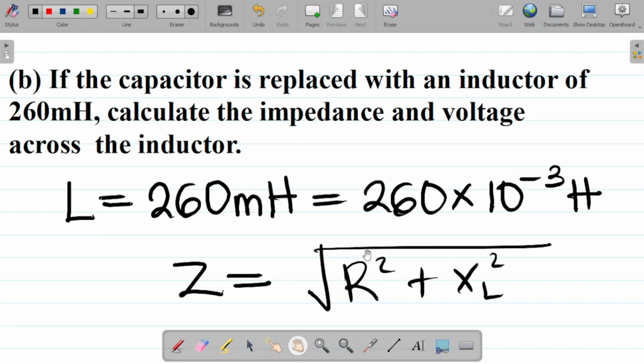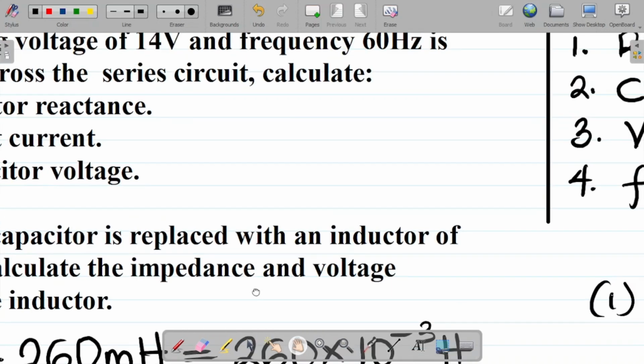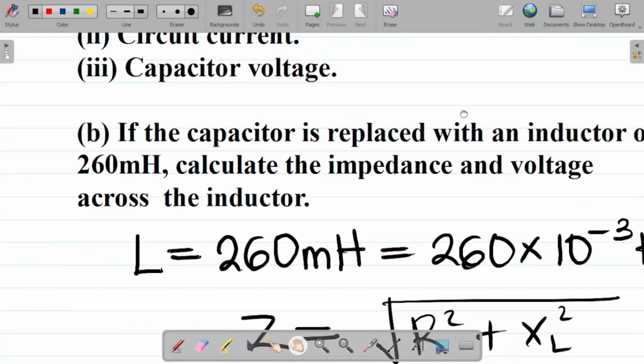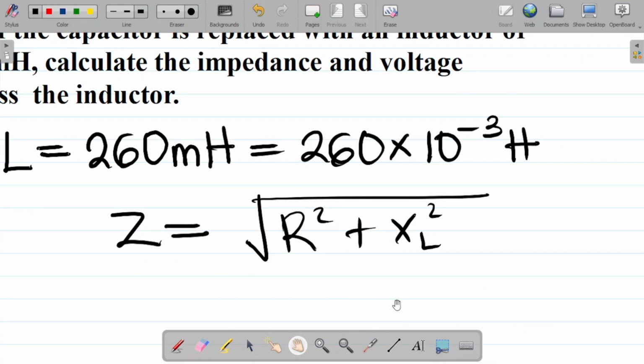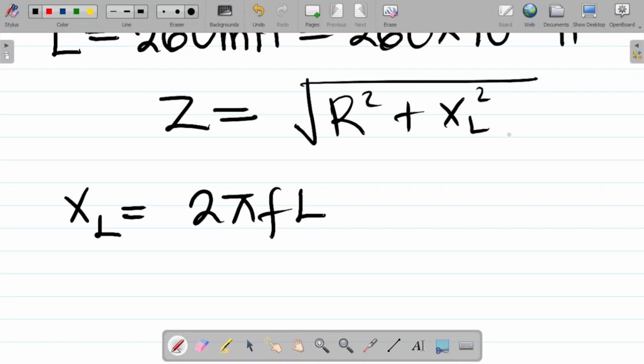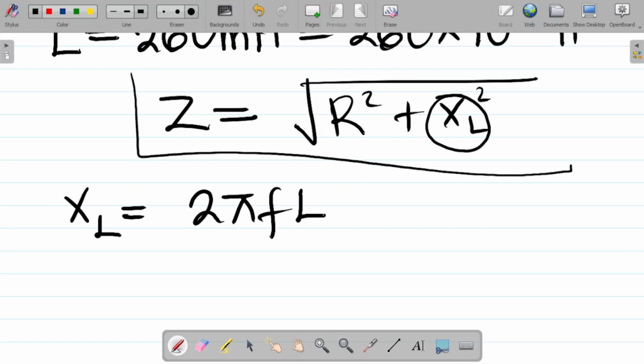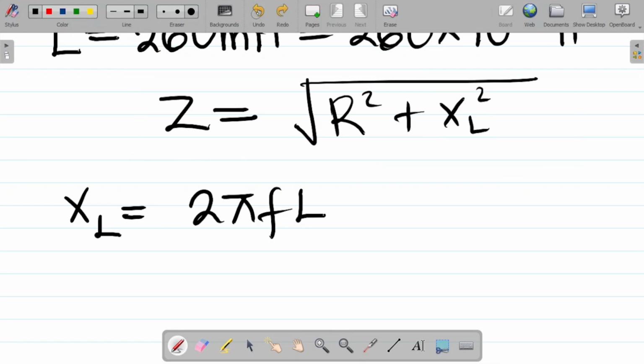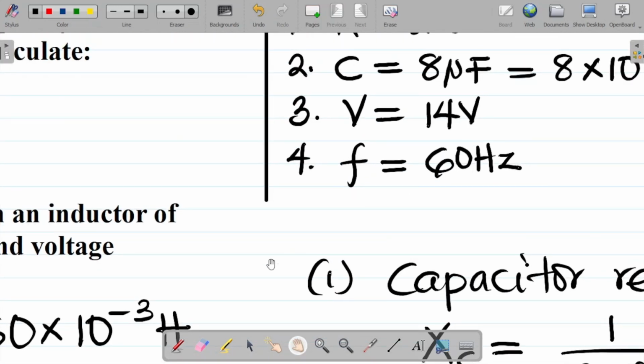Do I have the value of R? Yes, because it's still the same circuit, and the R as given there was 200, but we do not have the value of XL. So my task here will be to find the value of XL. XL is simply the reactance of the inductor, and the formula is 2 pi FL. My first task is to find XL so that I can substitute it into this equation and get the value of the impedance. That's the concept. So 2 pi FL becomes 2 pi times the frequency. What's the frequency value? 60 hertz.